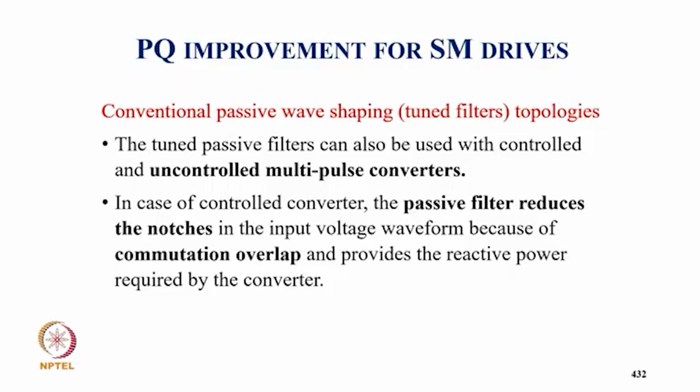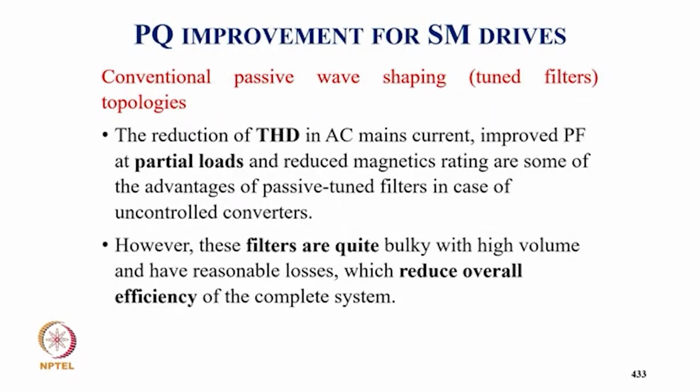Now coming to conventional passive wave shaping tuned filter topology, the tuned passive filter can also be used with controlled and uncontrolled multipulse converters. In the case of a controlled converter, the passive filter reduces the notches in the input voltage waveform caused by the commutation overlap and provides the reactive power required by the converter. The reduction in THD of AC mains current, improved power factor at partial load, and reduced magnetic rating are some of the advantages of passive tuned filters in the case of an uncontrolled converter.